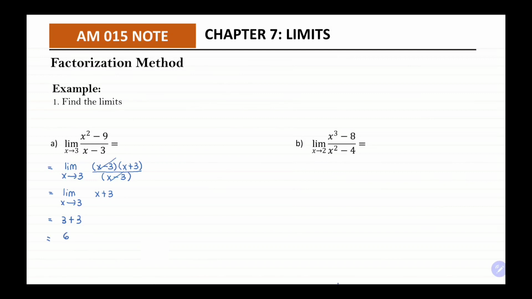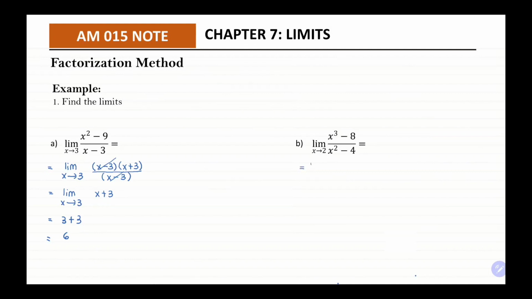Okay, question B, we have limit x approaches 2 of x cubed minus 8 divided by x squared minus 4. So first we test, substitute x into the function, so we get 8 minus 8 over 4 minus 4. Then we get the answer 0/0. If we get 0/0, we need to use the factorization method or conjugate. But for this one, we use factorize.